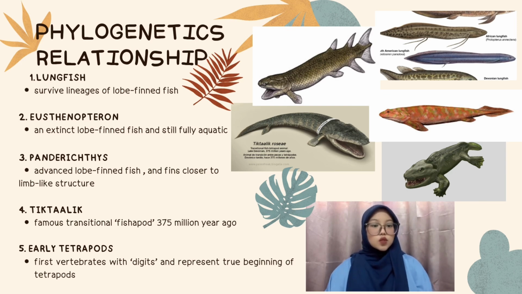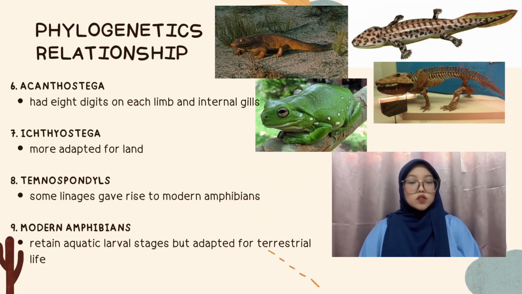Next, we go through the early tetrapods. Early tetrapods were the first vertebrates with digits, known as fingers and toes, instead of fins. They lived in water but could move on land temporarily. They represent the true beginning of tetrapods. After early tetrapods, we go through Acanthostega.